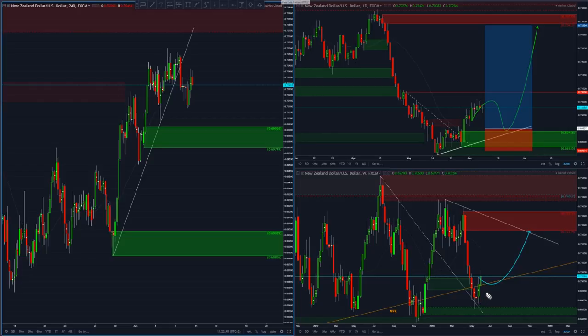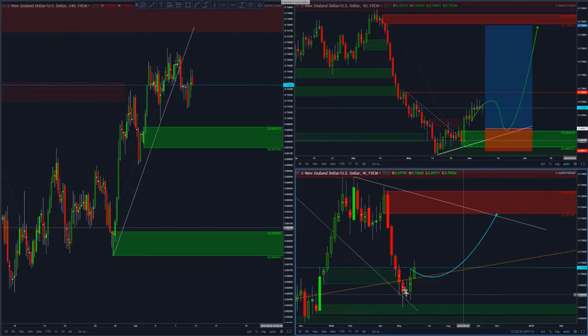but this is still not broken, because no full body candle closed below the trend line. If we look at all of these candles, this one is touching, this one is touching, this one is touching, and this one is even closing above. So what it tells me is that they don't want to go low, they want to go up again.